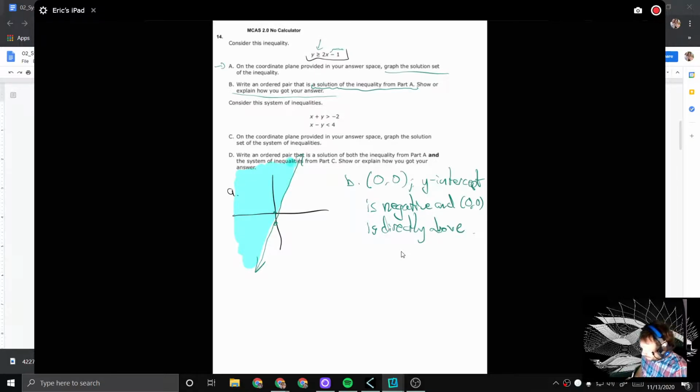What else? Consider the system of inequalities. Okay. Well, let's take this system and flip it around so that we've got it solved for y. I bet they're going to ask us to graph these or do something like that. y greater than negative x minus 2. Now I'm going to do this. This is fun. Negative y less than negative x plus 4. I want to get rid of that negative 1, so I divide by negative 1.